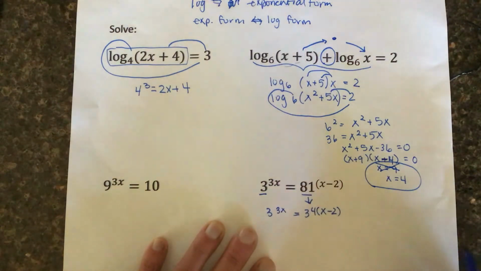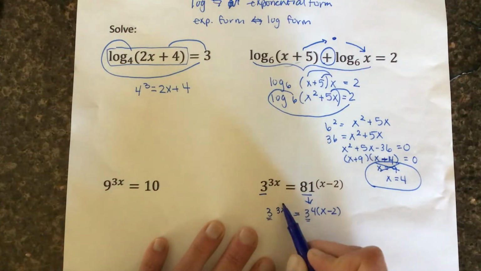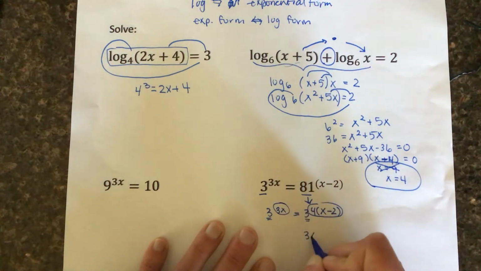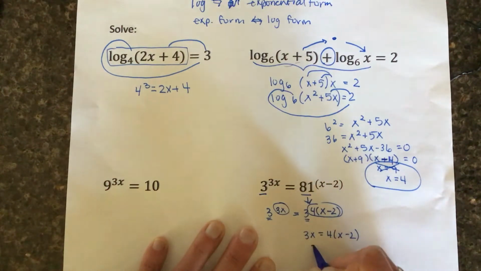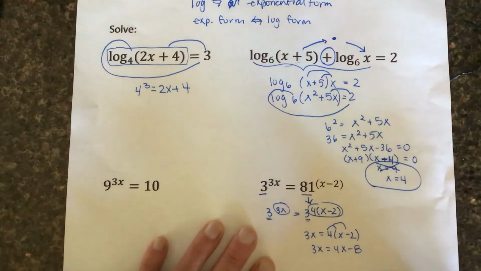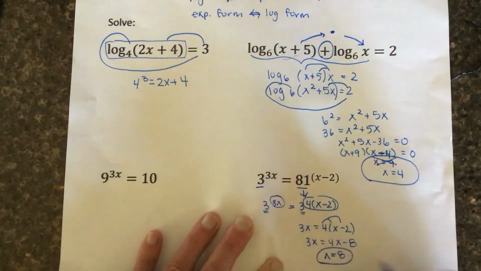There's always a question like this on ACT. Because now the bases are the same, and now we know the powers have to also be the same. So here's my simple equation. 3x is equal to 4 times the quantity x minus 2. Or 3x is equal to, after I distribute this, 4x minus 8. And you can continue and solve that, and you would see you get an answer of x equals 8, which checks out.